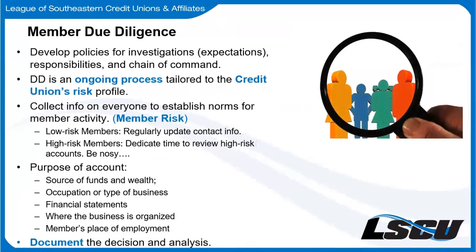We also have member due diligence and ensuring that we have an ongoing process of learning more about our members that is tailored to your credit union's risk profile. Following our developed policies and chain of command for these items, we also must establish a level of member risk. Most of the time, the majority of our members fall into a low risk category, which is just important to make sure we have regularly updated contact info.